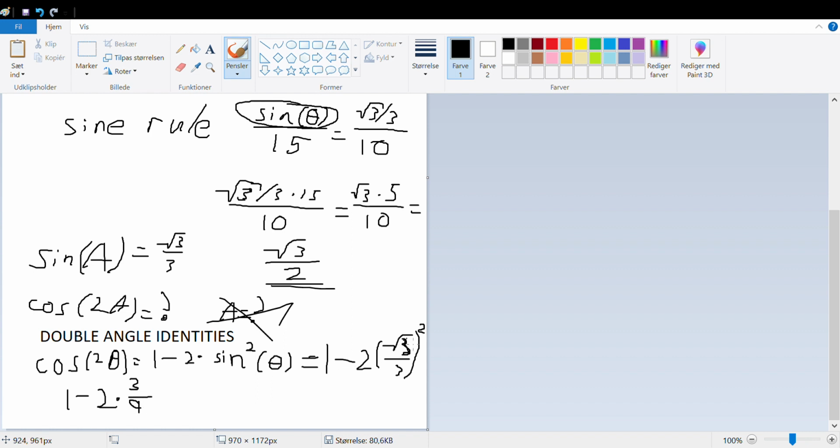I hope that it makes sense that I'm skipping a little bit of a step here to save some time, which is that when I take the square root here and I do the square on it, I do the square on this part, and I also do the square on this part. I do them independently, so that I have 3 on top and I have 9 on the bottom. And then I see, okay, that's 1 minus 6 over 9, and that is the same then as 3 over 9, which is the same as 1/3. And that's my answer. Okay.